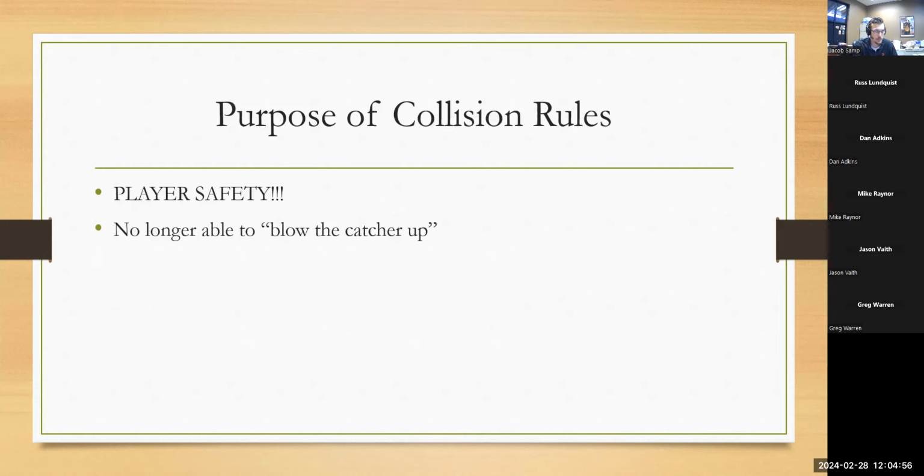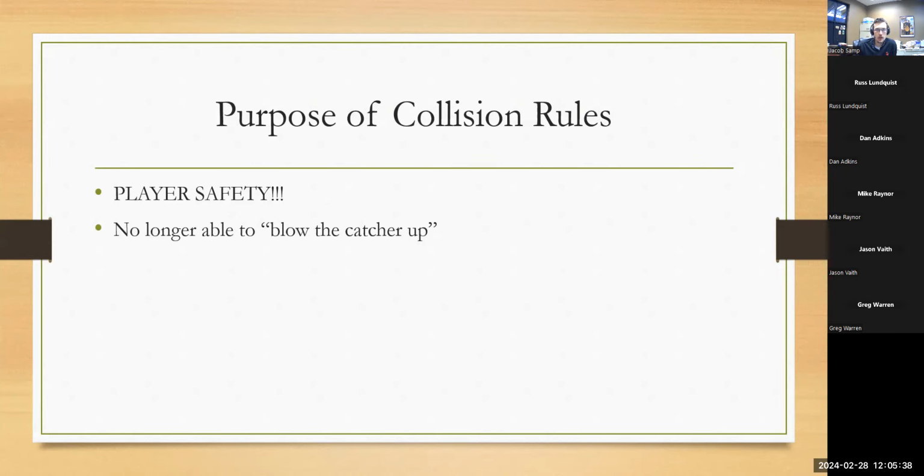So first off, the purpose of the collision rules is very, very simple. It is player safety. I think all of us, myself included, can remember a day when you would see catchers get blown up at the plate. That is no longer the case. We know a lot more about concussions, player safety, and those types of things. And every level of baseball has implemented some form of a collision rule.